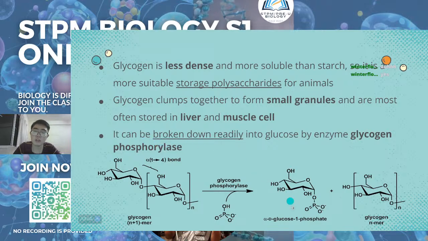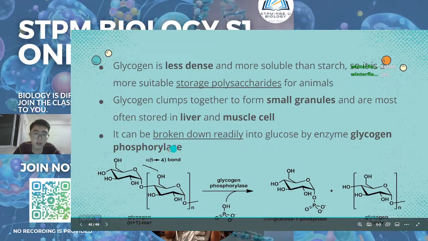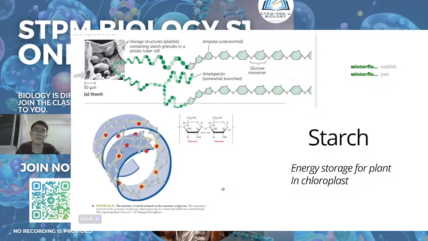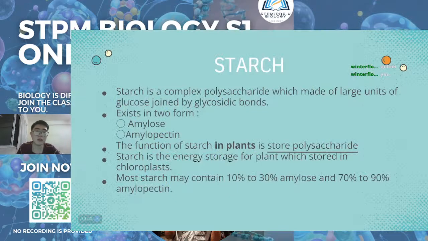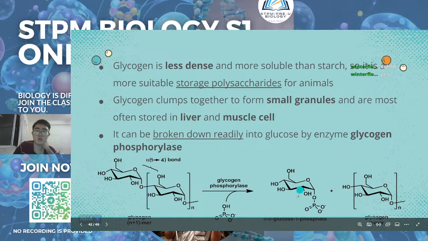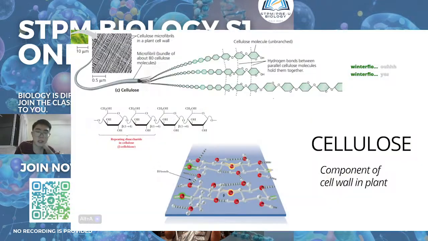And this is just extra information. If we want to hydrolyze glycogen, we will require glycogen phosphorylase, the specific enzyme to hydrolyze it. And for starch, normally we use amylase. We use amylase, which can already hydrolyze the starch. But for glycogen, we can use the specific enzyme called glycogen phosphorylase to hydrolyze glycogen into glucose molecules.